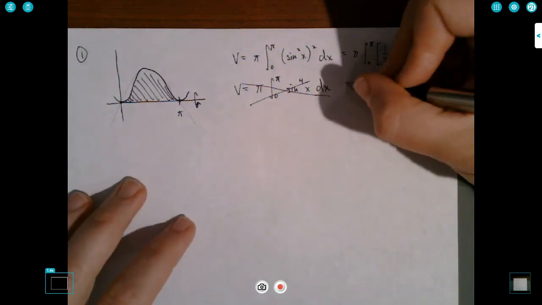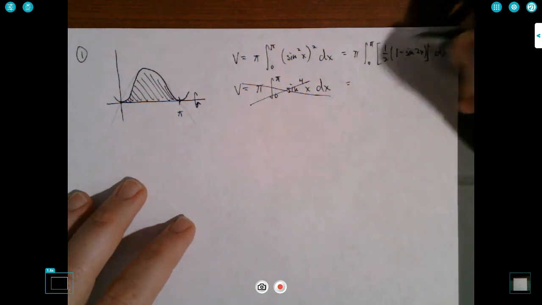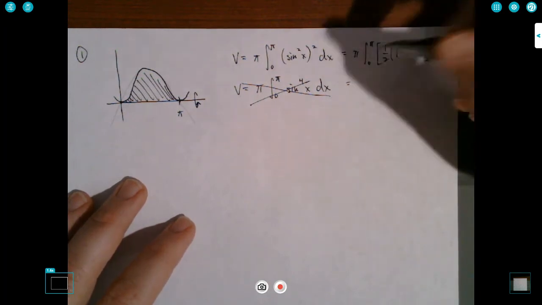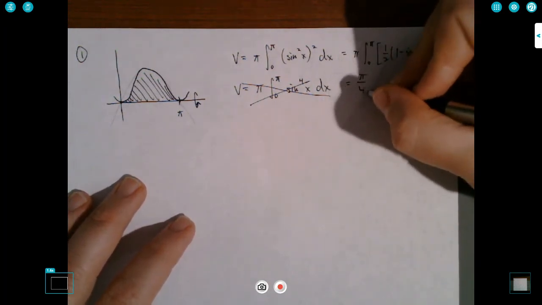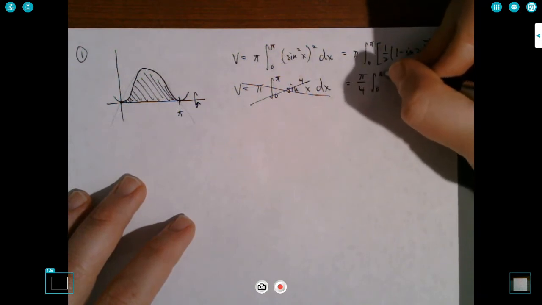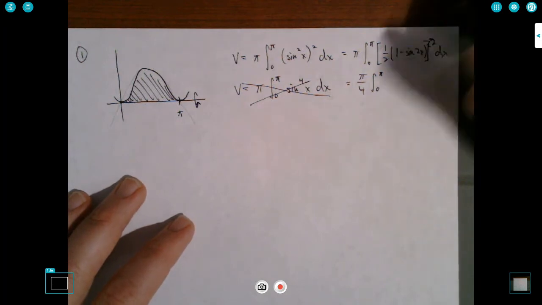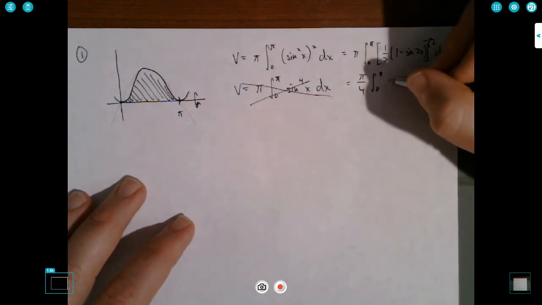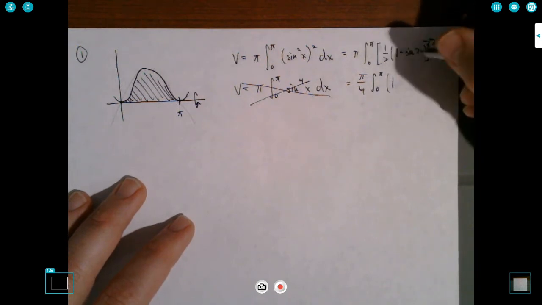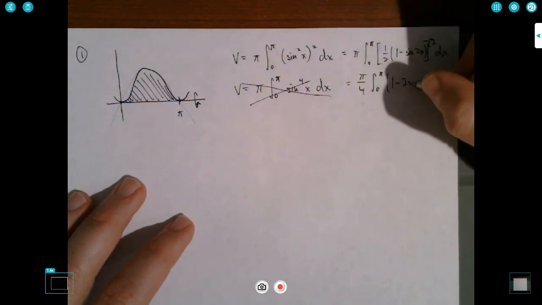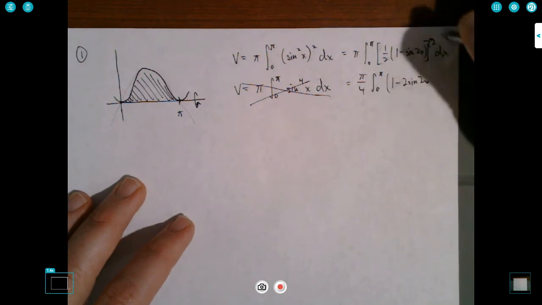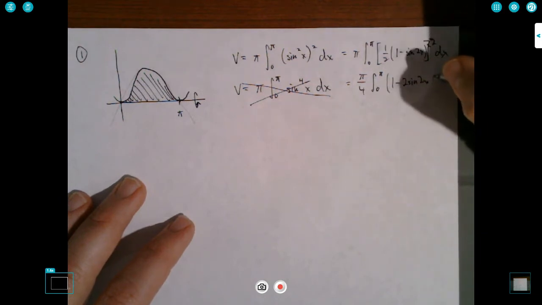Okay, and so then I can square the 1/2. It becomes 1/4, and then I can take it out. So it's going to be pi over 4 integral from 0 to pi of (1 minus sine 2x) squared. I'm going to go ahead and just expand that, right? So 1 times 1, then I have a negative, so I'll have minus 2 sine 2x, and then negative sine 2x times negative sine 2x will be plus sine squared 2x dx.